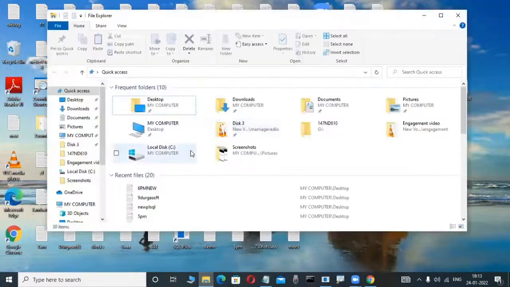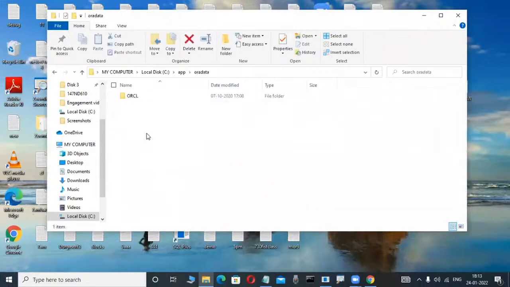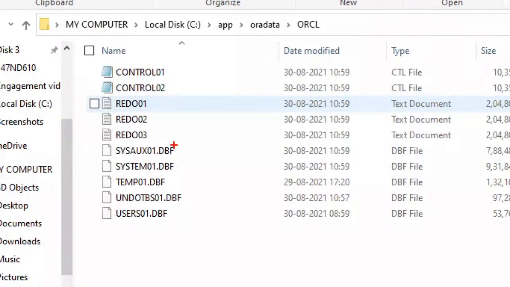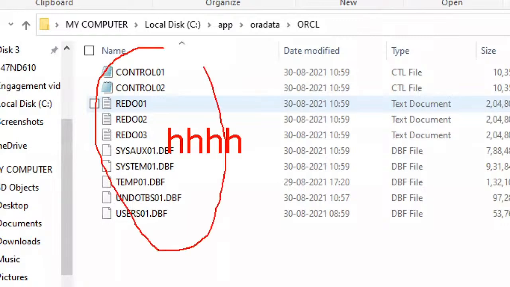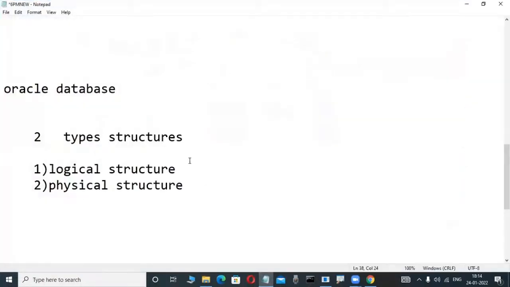I am installing Oracle in my system. How you install Oracle, we will learn in the next classes. Don't worry. Now here, in this C drive, your table is not available. Whatever table I create is not visible in the C drive or D drive. That's why a logical structure means a structure which is not visible in the operating system.